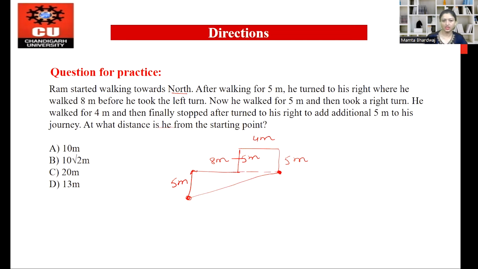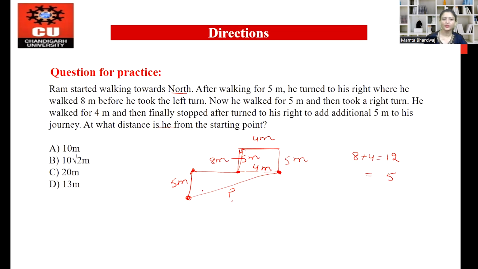So from this point to this point the distance is 8, and from here to here the distance is 5 meters. This distance is 4 meters, and this is again 4 meters. So 8 plus 4 comes out to be 12, and this distance is 5. We need to find the shortest distance.